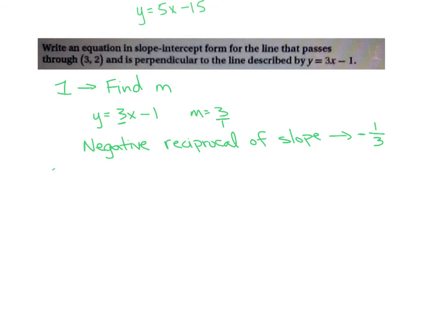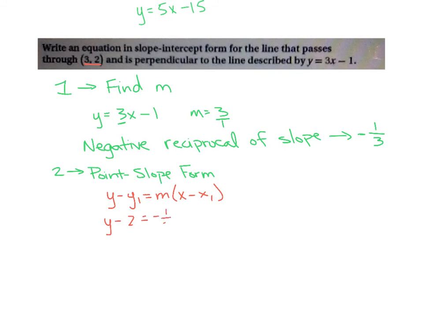The second thing is we need to go to point slope form. And remember, point slope form is y minus y1 equals the slope times the quantity x minus x1. And we use our point, (3, 2), from above. So we have y minus 2 equals negative 1/3 times x minus 3.